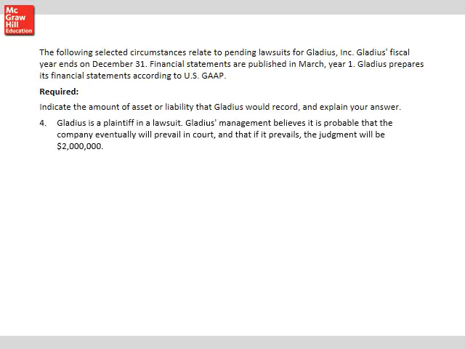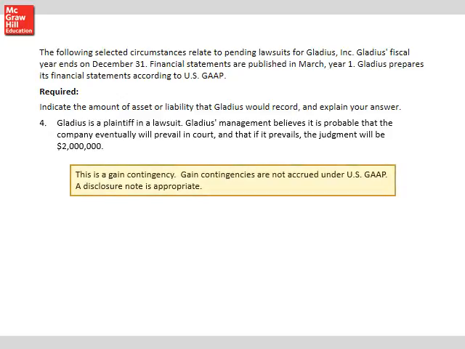Number 4, we're the plaintiff. In other words, we're suing somebody else, and it is probable that we will eventually prevail in court. The judgment will be $2 million. We never have a gain contingency. We do not accrue gains under U.S. GAAP.